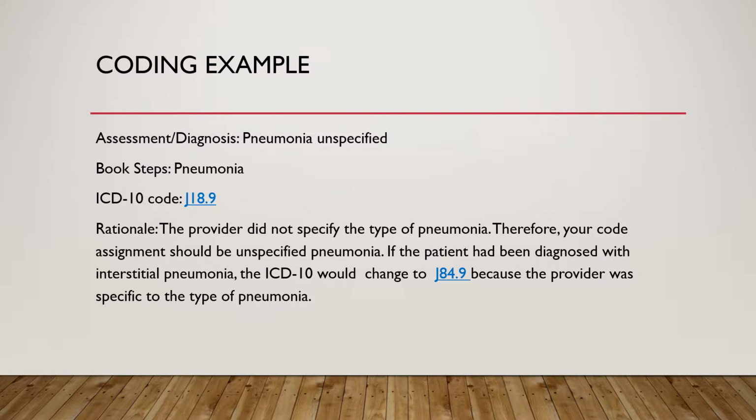Here in our first coding example, the assessment and diagnosis is pneumonia unspecified. In our book steps, we should locate pneumonia, and our ICD-10 code should be J18.9. Our rationale is the provider did not specify the type of pneumonia. Therefore, your code assignment should be unspecified pneumonia. If the patient had been diagnosed with, say for example, interstitial pneumonia, the ICD-10 code would change to J84.9 because the provider was specific to the type of pneumonia the patient had.